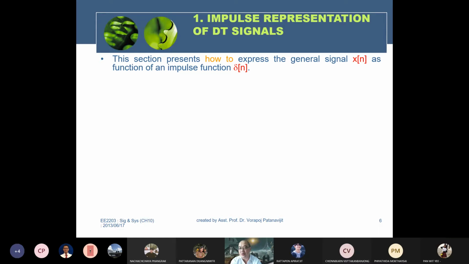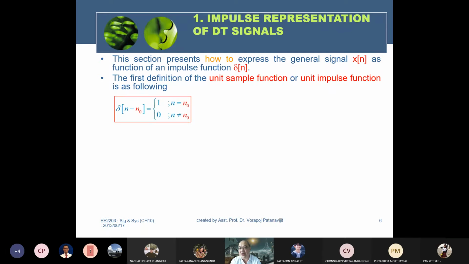This section presents how to express the general signal x[n] as a function of the impulse response. This is the same as how to write the discrete signal in a mathematical equation using the impulse function. The first definition is the impulse sampling function, or the unit impulse function, shown here. The impulse function at any location depends on n naught. It will be equal to 1 at n naught and equal to 0 at every other location.